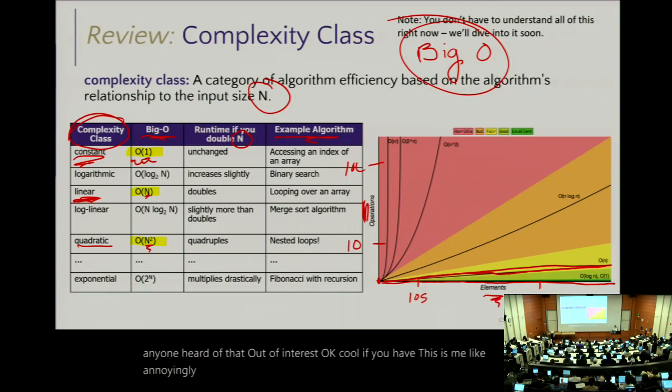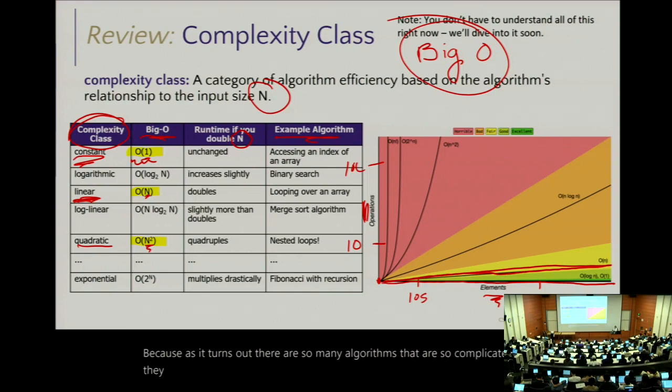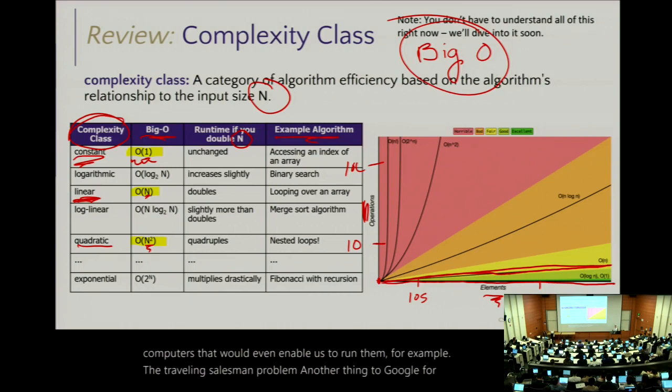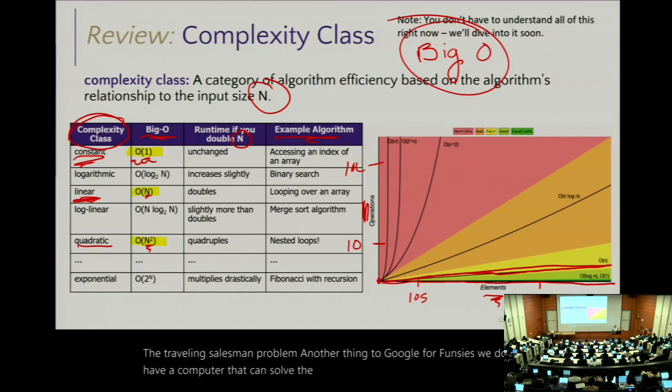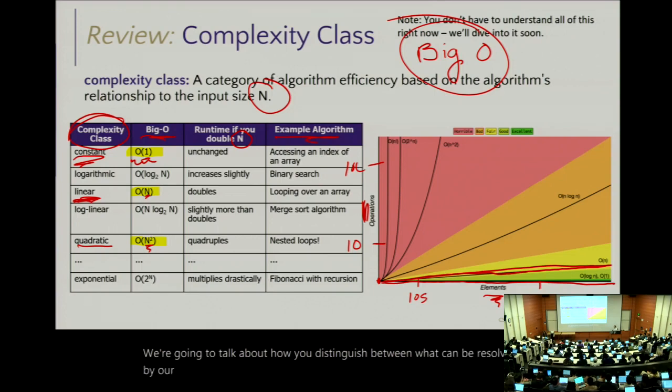Give it a Google. There is an unsolved problem in computer science because, as it turns out, there are so many algorithms that are so complicated, they would take so long to run, we physically do not have the type of computers that would even enable us to run them. For example, the traveling salesman problem, another thing to give a Google for funsies. We do not have a computer that can solve the traveling salesman problem. We're going to talk about how you distinguish between what can be resolved by our existing computers and what can't.